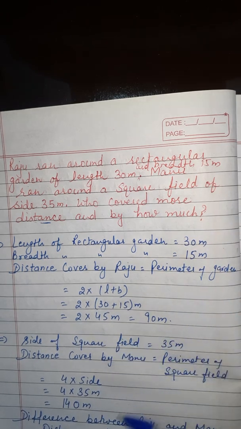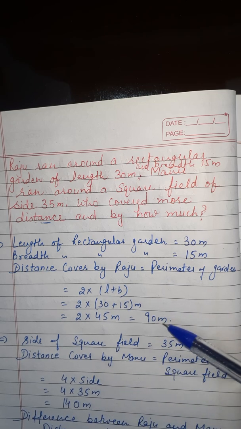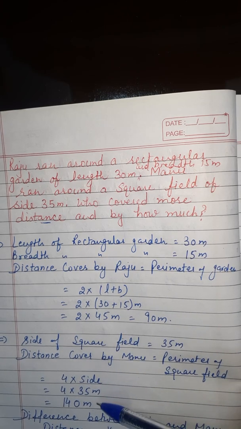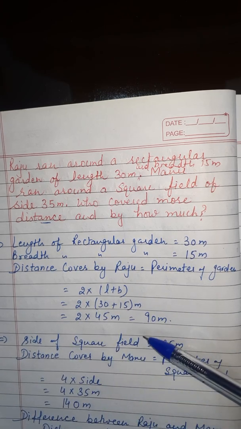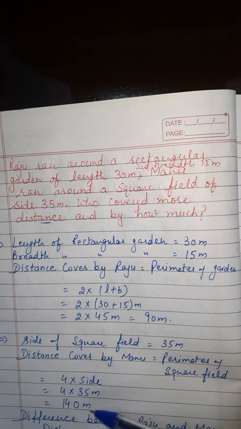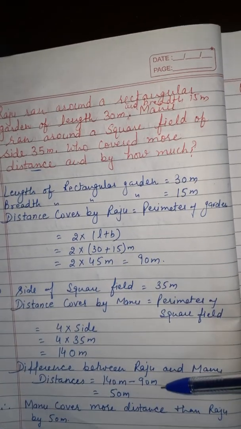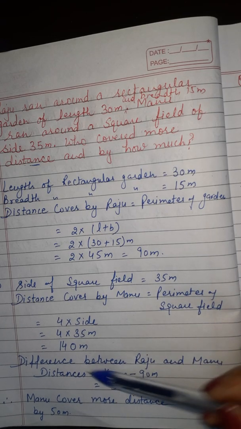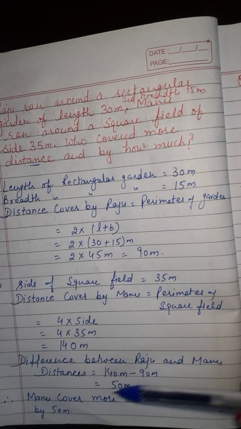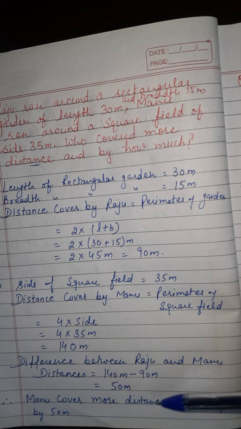Here you can clearly see that 140 meter is greater than 90 meter. So Manu covers more distance than Raju, and how much more distance Manu covers, we can get by subtracting these two distances. So the difference between Raju and Manu's distances is 50 meter. Hence Manu covers more distance than Raju by 50 meter.